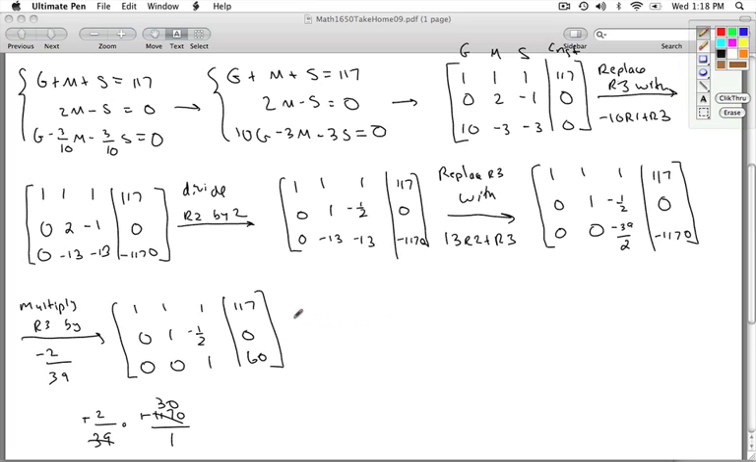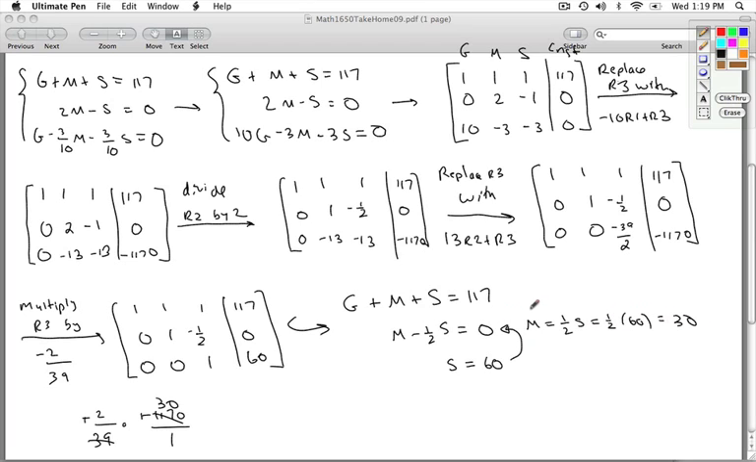Now that we have it in row echelon form, we can decode this from the matrix. The first equation, I have 1g plus 1m plus 1s is 1177. Equation 2, I have 1m minus 1/2 s is 0. And equation 3, I get s equals 60. With s equals 60 now, I can get m. M equals 1/2 s, so it's 1/2 of 60, which is 30.